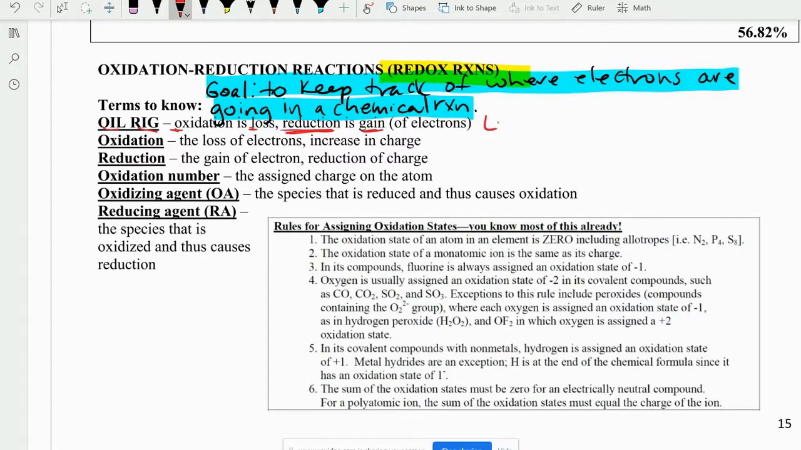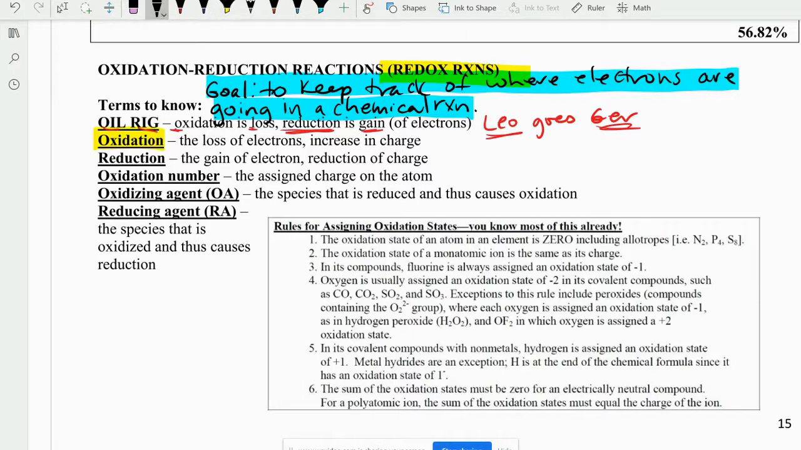Another one is LEO goes GER, and LEO meaning losing electrons if you're oxidizing, and GER is gaining electrons for reducing. Okay, so let's define this a little bit more. And oxidation means that you're losing electrons, like I said. And when you lose an electron or electrons, your charge is going to increase.